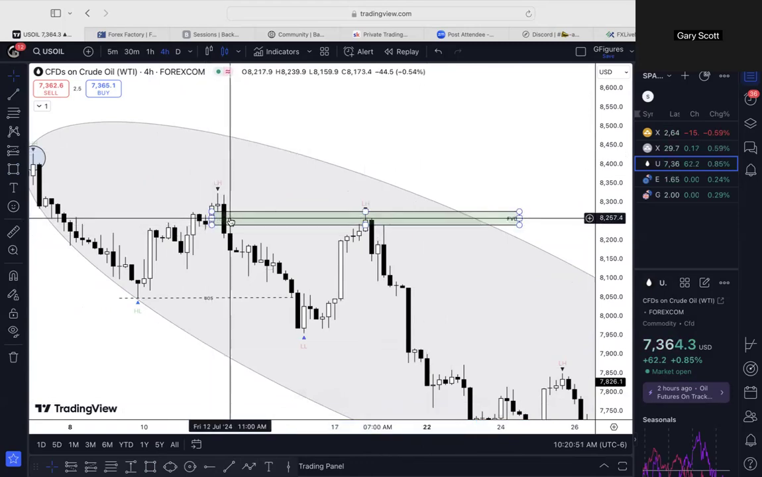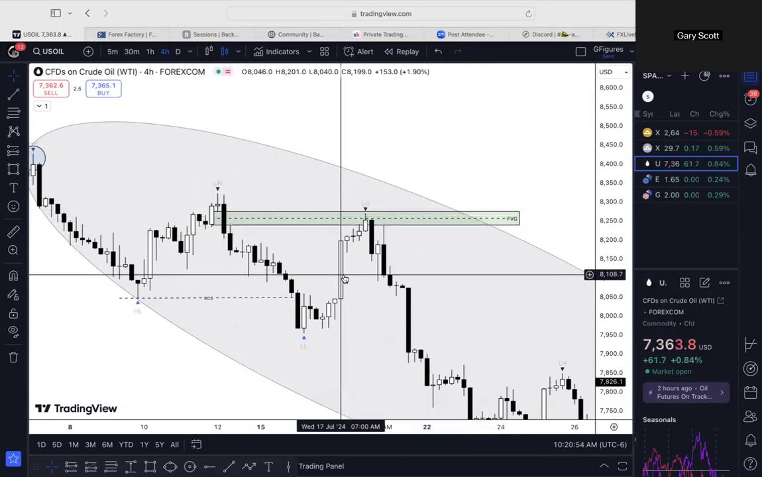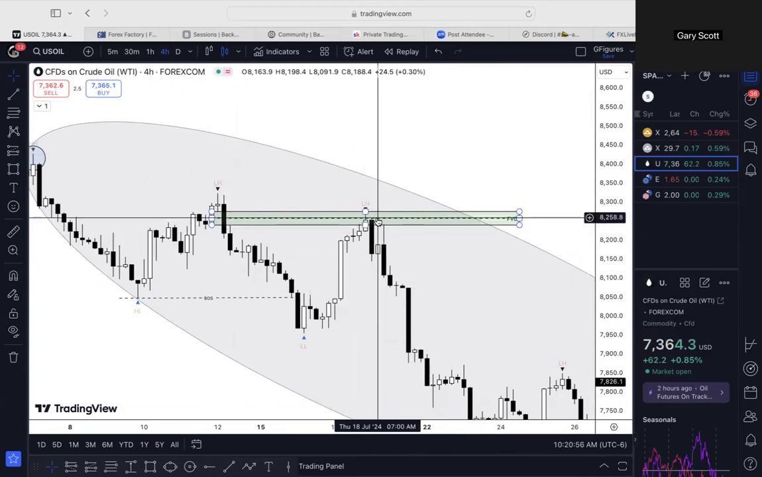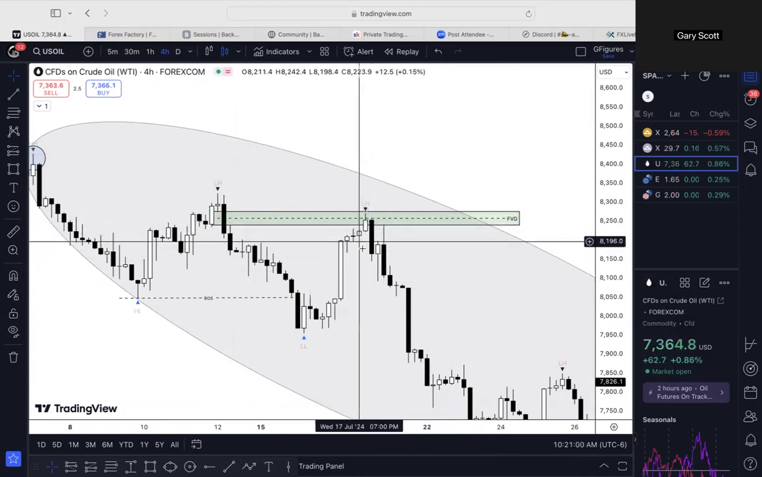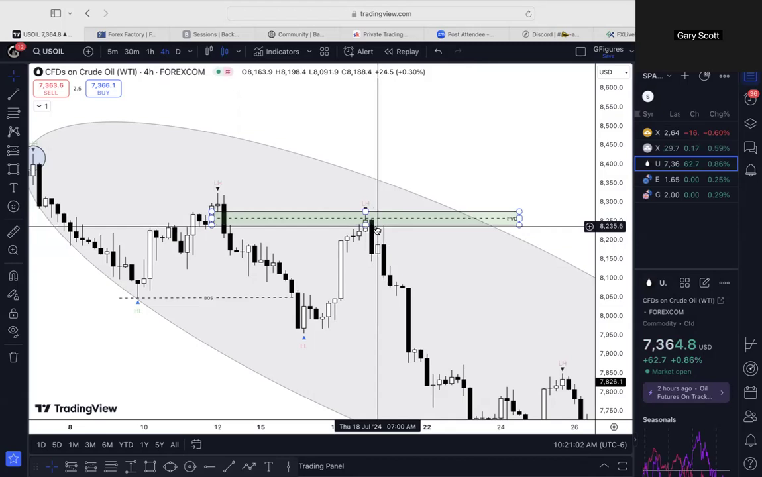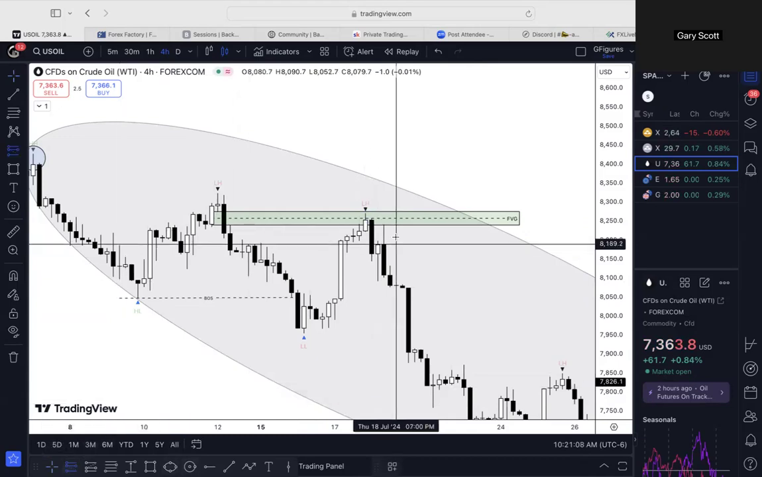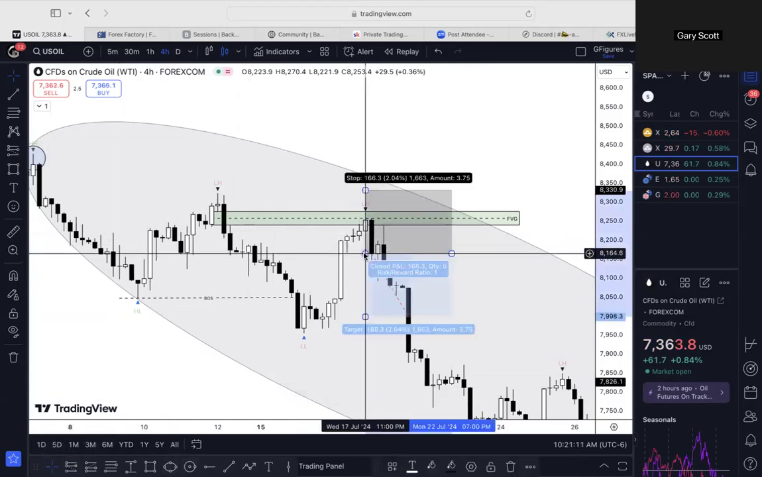All right. You see the space in between the body of this candle? Price worked this way back up to this level, right? And all we want to see is a candlestick close below. That's all we need to see. So when that happens, you take your entry.